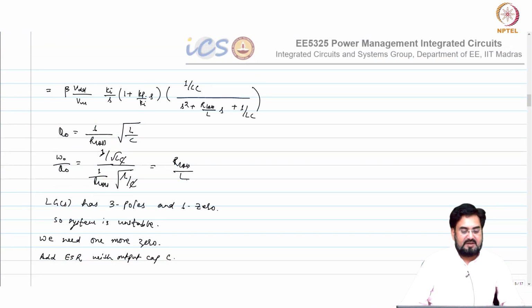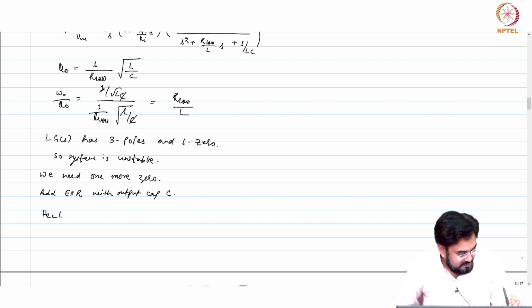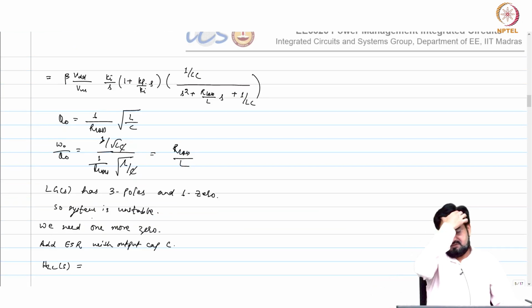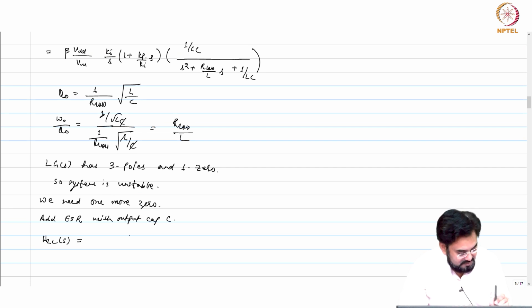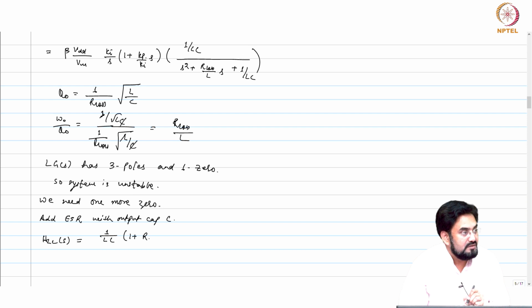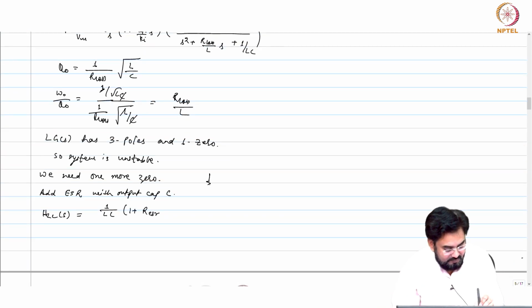So, what all changes will happen in HLC if I do that? What will change? Resonance frequency or Q, or what will be the filter transfer function? Just tell me HLC. So, what extra term are we going to have here? No, resistor is there. In terms of pole 0, what extra are we going to get with this? And where will be that 0? 1 by R ESR into C. R ESR will come. So, this is C, this is RESR.